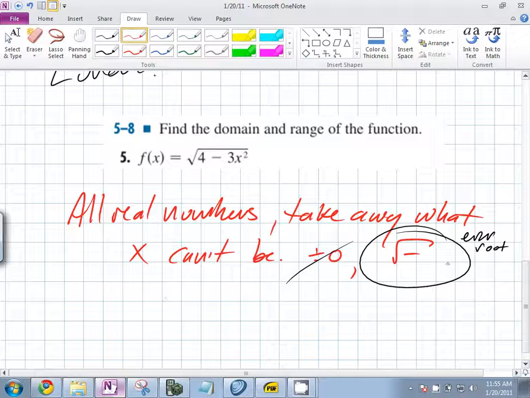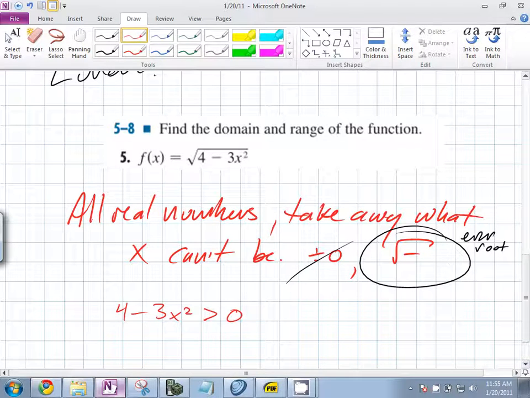We just said out loud we don't want this to be negative, so therefore what has to be true on this function? 4 take away 3x squared has to be what? Has to be greater than 0, yeah. So we have to find that. When that's true, that's the domain of this function.